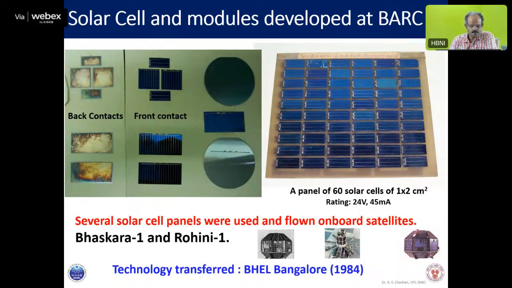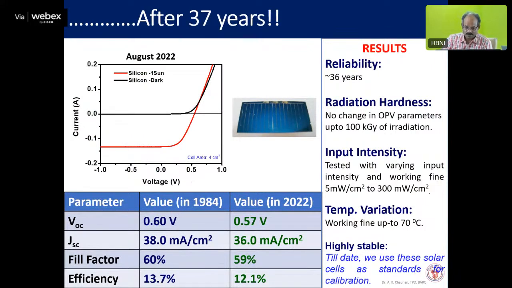These are some of the photographs recently taken, I think 3 years ago, and these are the photographs of the solar cells which were made in the 1970s, and some of these solar cells were actually used in the onboard satellites Bhaskar and Rohini, and this technology of solar cells was transferred to BHEL Bangalore in 1984. So this is to show how reliable these solar cells are. The solar cells which were made at that time are still working, and they are working very well.